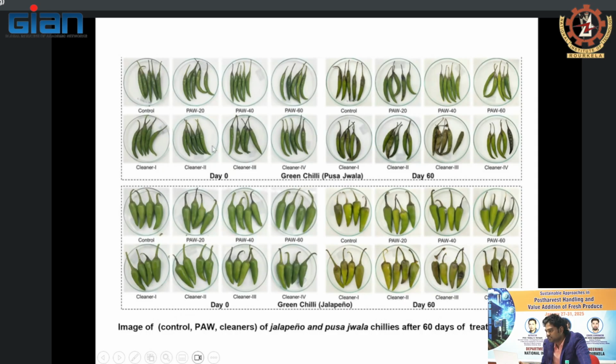Whereas this is the control sample and the cleaner solutions. So these are some of the cleaner solutions which are available in the market, and the plasma activated water. And you can see again, in case of another jalapeno variety of green chili, it also retains the freshness and color of the green chili.